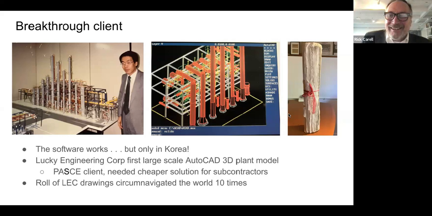So this roll of, I don't know if you can see this roll of drawings over here in the corner. Okay, but this was evidence. This roll of drawings went around the world at least 10 times. Anytime we had a big procurement anywhere, it would be like, hey, give me the Lucky Engineering drawings. And I'd put them in a tube and send it to wherever it went. So this is the most well-traveled set of drawings that you'd ever see, and that was our breakthrough client.